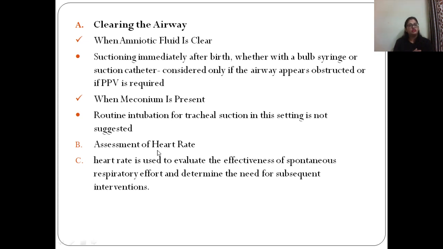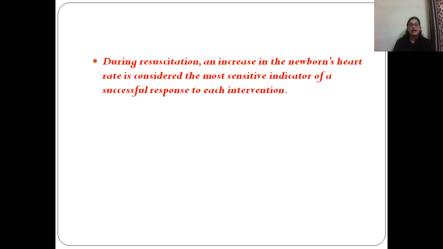And then we need to assess the heart rate. Now, heart rate is used to evaluate the effectiveness of spontaneous respiratory effort and determine the need for subsequent interventions. And like I have mentioned, the newborn's heart rate is the most sensitive indicator of a successful response to each intervention.